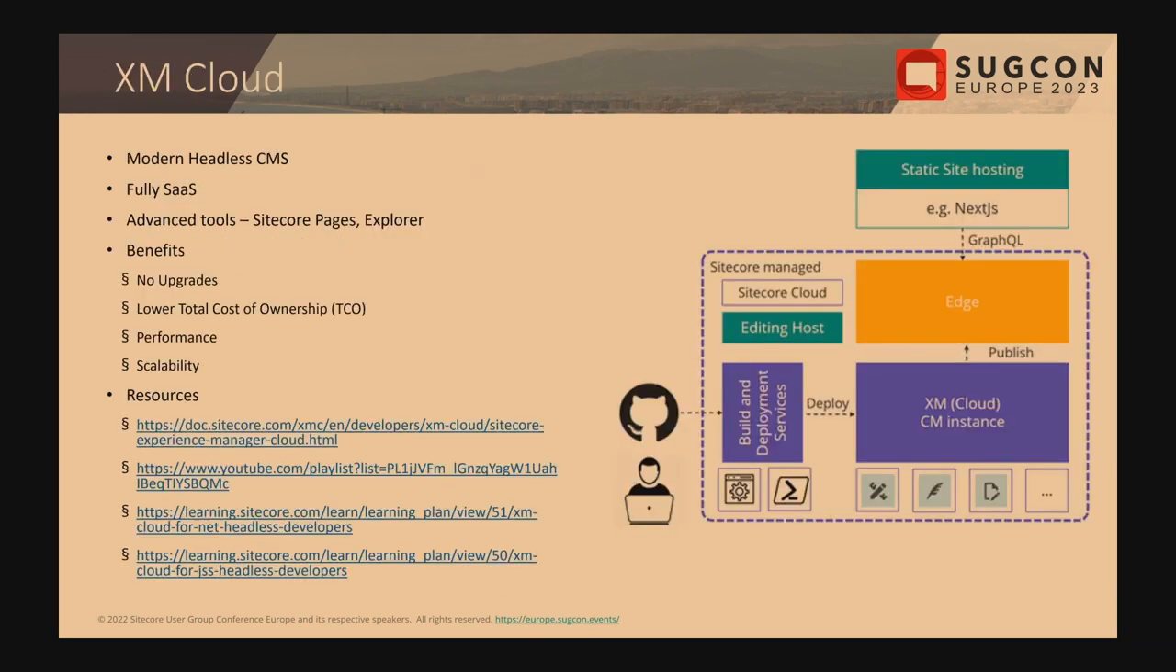The XM Cloud, I don't think I need to talk a lot about it because you have been hearing a lot, but it's a modern headless CMS, fully SaaS-based. This is a next-gen product by Sitecore. And it has a lot of advanced tools like Sitecore Pages, Explorer. The benefits are, the best benefit I can see is the no upgrades.